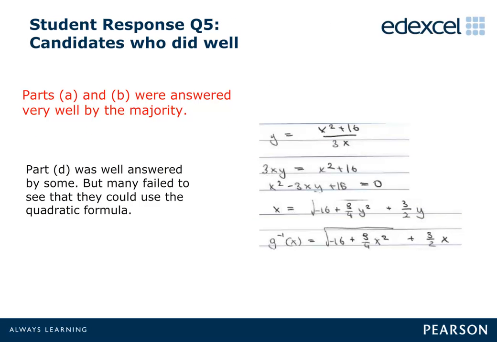Question 5, parts A and B, were answered very well by the majority. Part D was well answered by some, but many failed to see that they could use the quadratic formula. The solution shown here is a good one, with the correct sign being chosen before the square root.